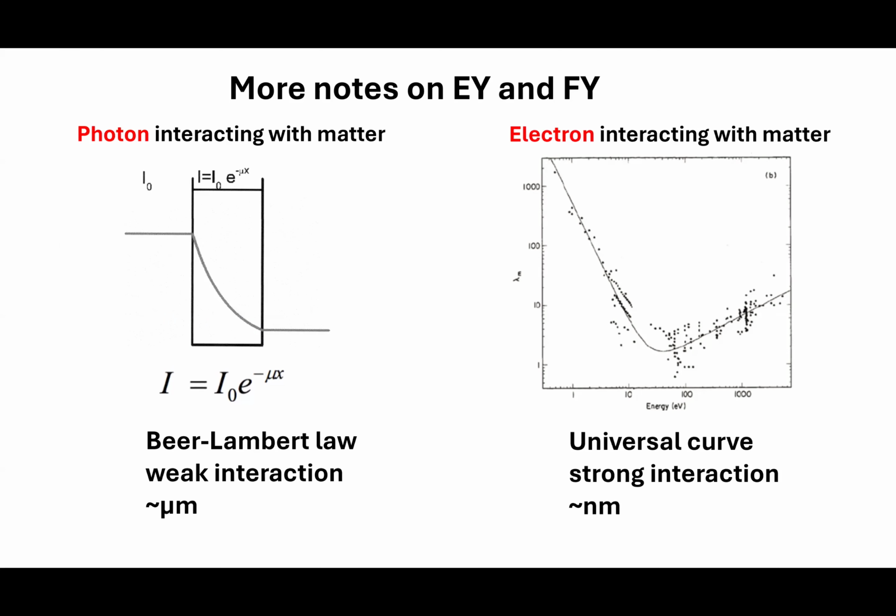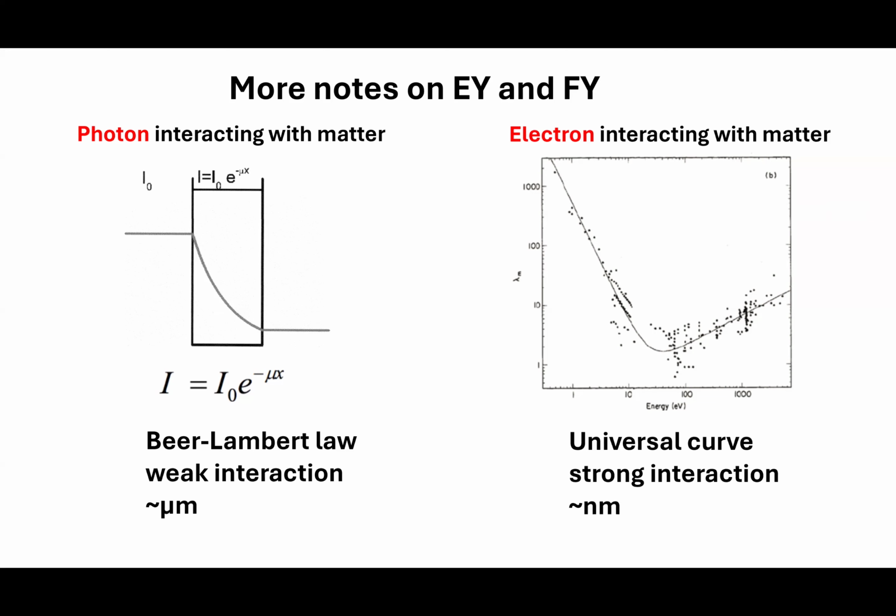Another thing we need to be aware of is the different interaction mechanisms between photon and electron, right? For photon, it's a weak interaction. When a photon is transmitting through a material, it basically follows the Beer-Lambert law, and the beam path can be around micrometers. But if it's an electron interacting with matter, then that is a very strong interaction. Electrons have a very strong interaction with matter.